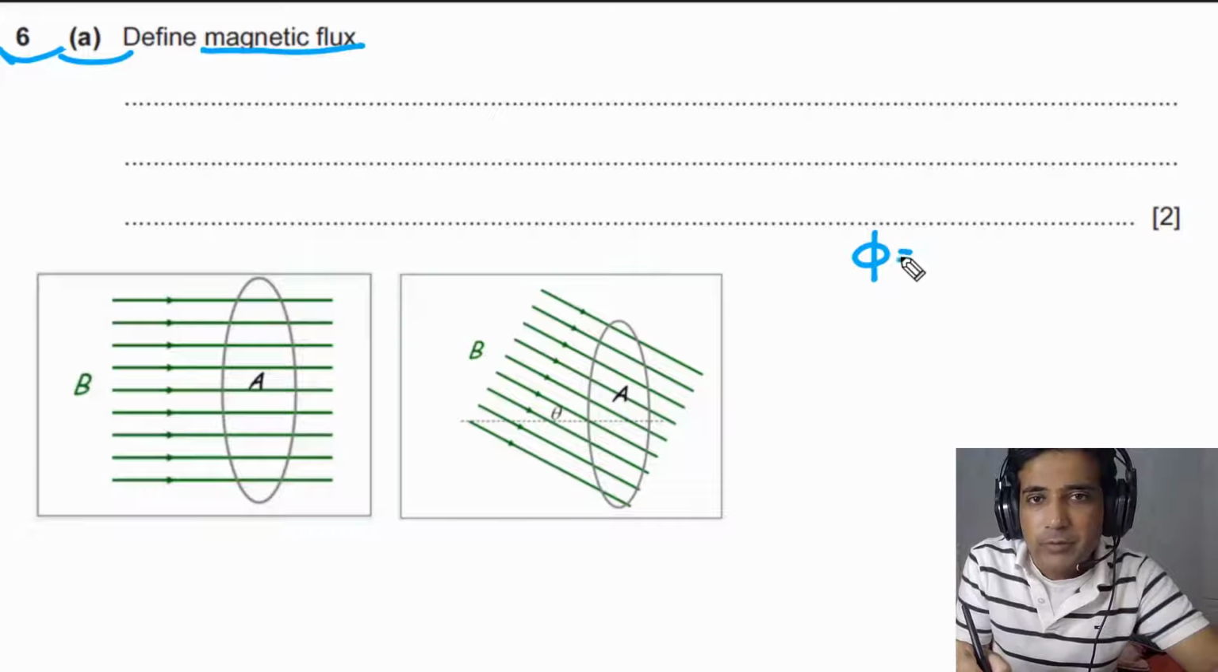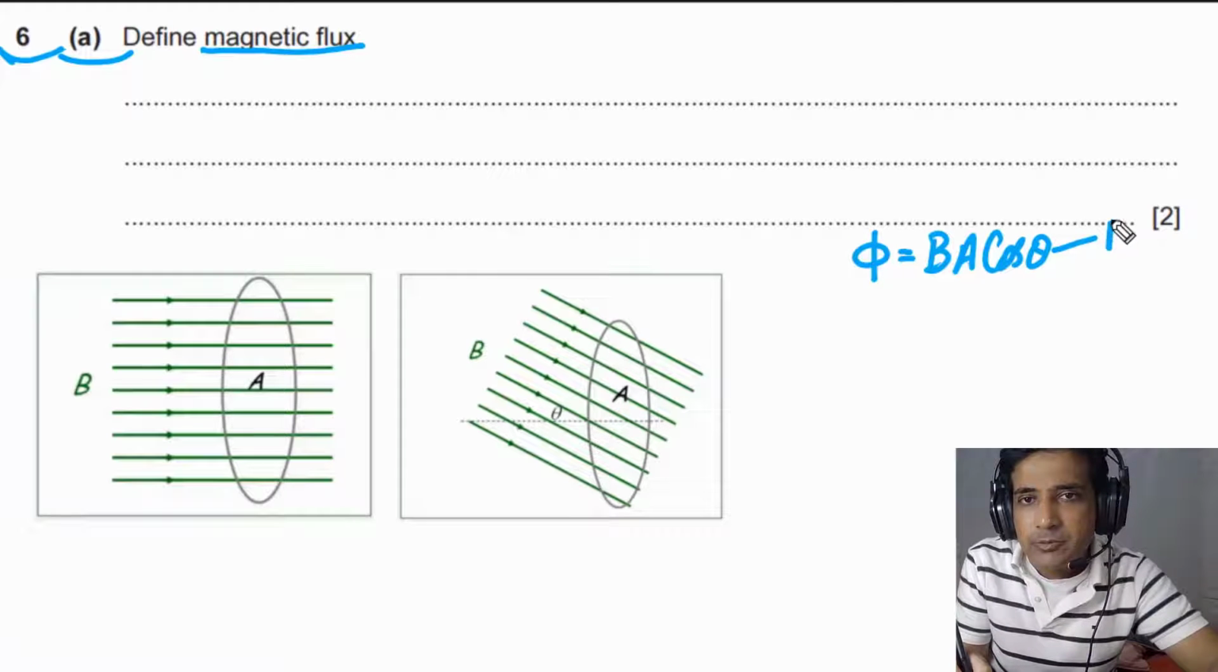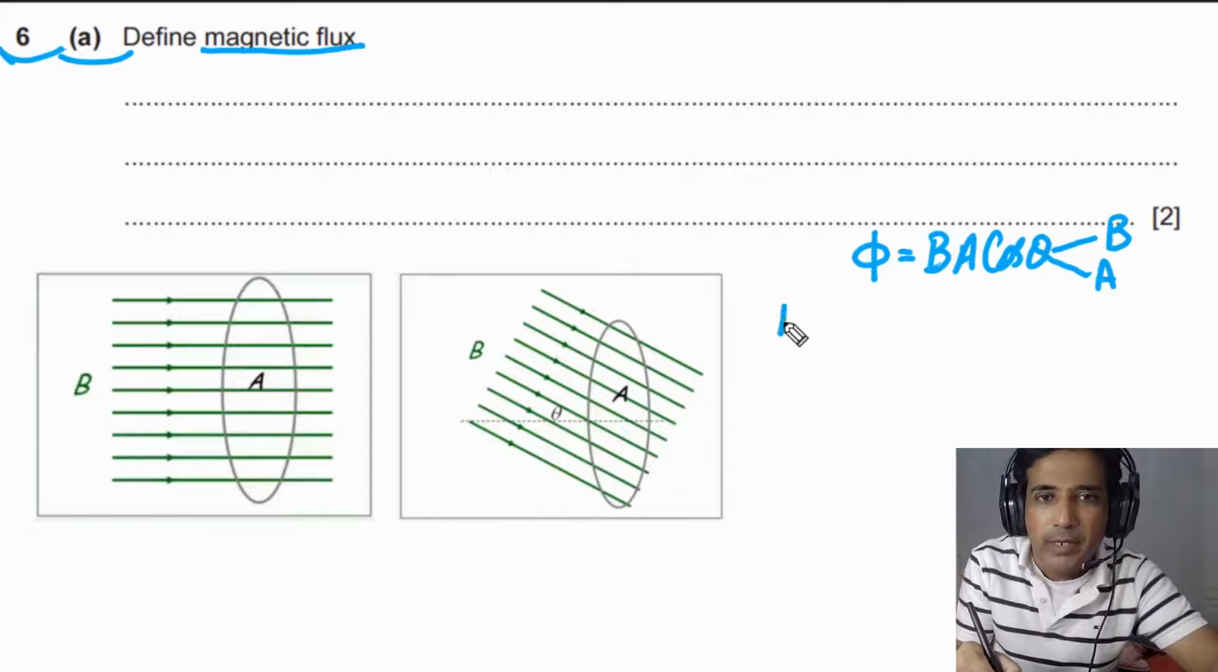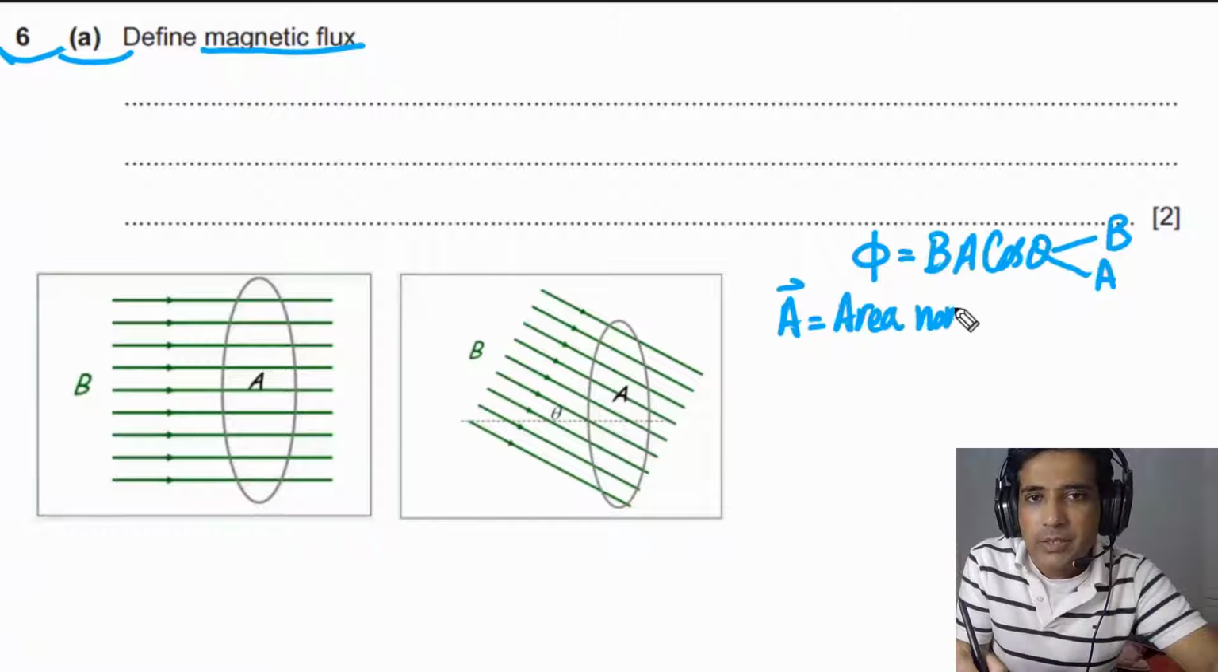We use the symbol phi for magnetic flux, and magnetic flux is equal to BA cosine of theta. Theta is the angle between the magnetic flux density and the area normal vector. So you need to understand A in this case: this is the area normal vector.